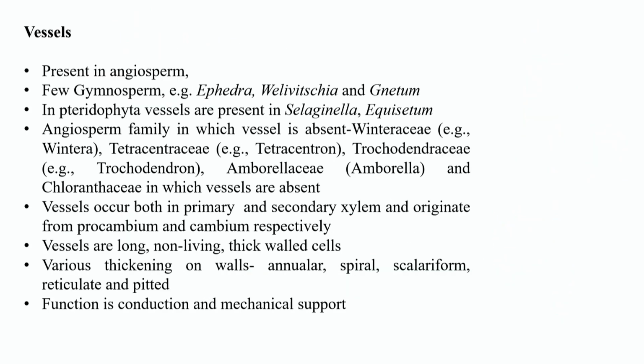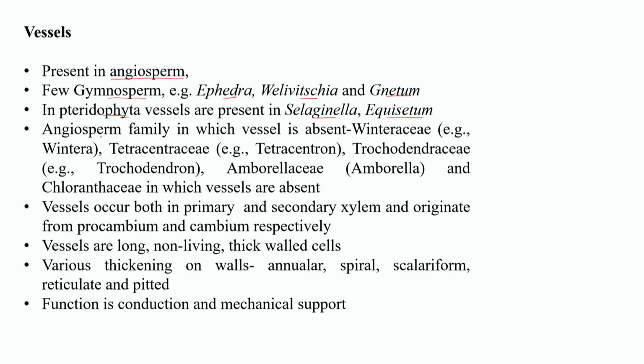Now, coming to vessels. Vessels are a more advanced form of tracheary element, meaning conducting element present in the xylem. They are basically found in angiosperms. They are not found in lower groups of vascular plants like pteridophytes or gymnosperms, but yes, some exceptions are still there, like in a few advanced gymnosperms like Ephedra, Welwitschia, then Gnetum, these vessels are present, whereas in some pteridophytes also, like in Selaginella, Equisetum and a few more genera, these vessels are present.